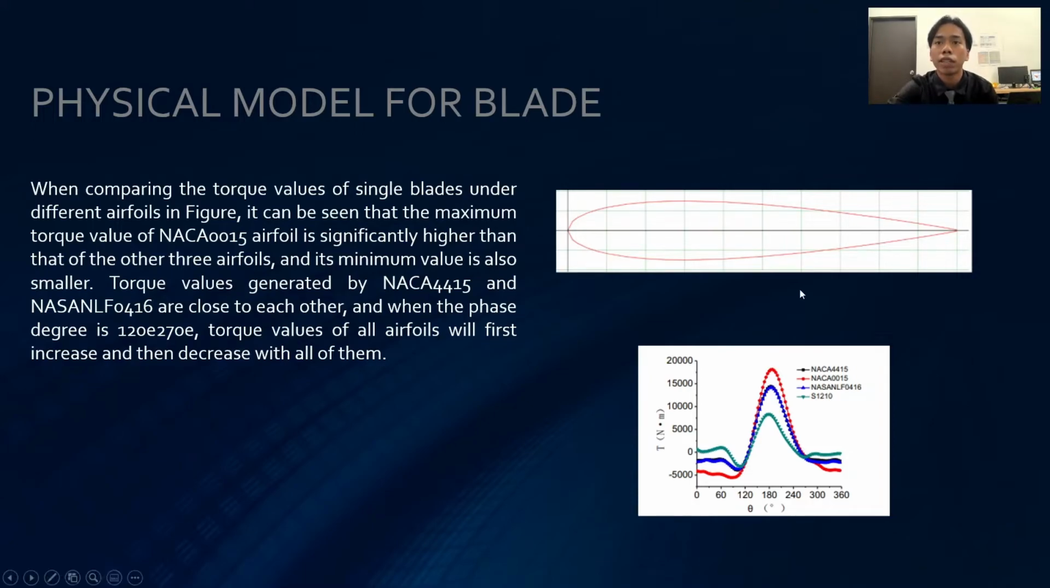As you can see in this picture, this is the picture of NACA 0015, which has been chosen for the physical model for blade. And this NACA 0015 has high efficiency compared to the other models.